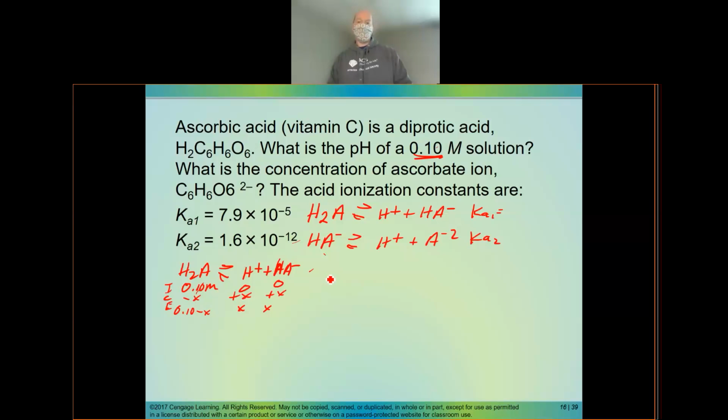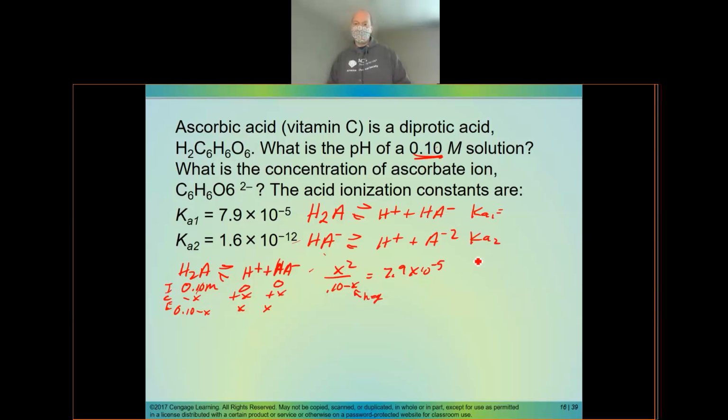All right, and so when I put in my X squared over 0.10 minus X, that's equal to Ka1, which is 7.9 times 10 to the minus 5. All right, so I want to neglect my X. I don't want to check it, so I'm going to validate my 5% rule.